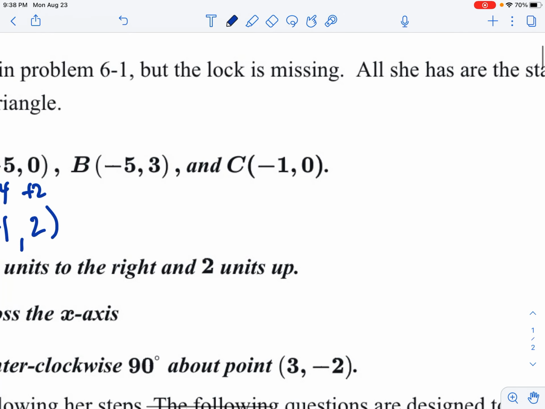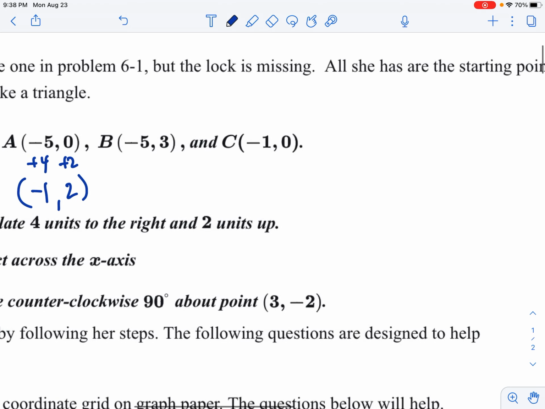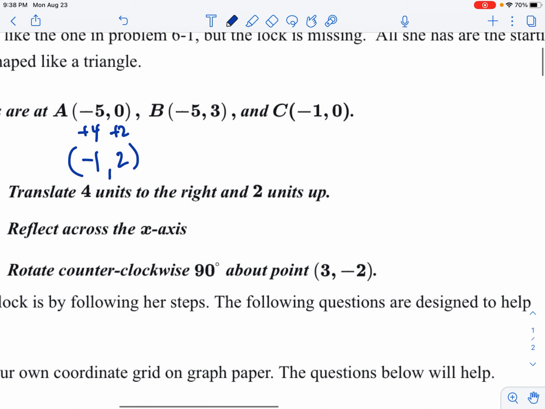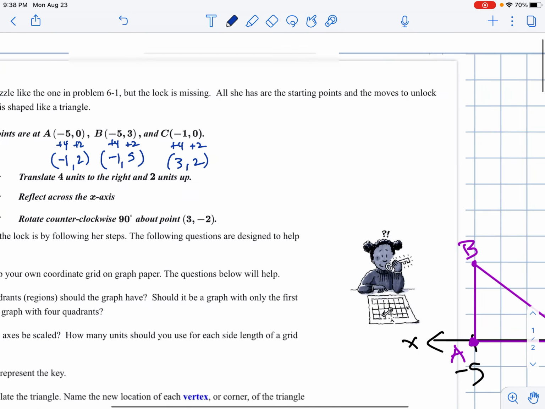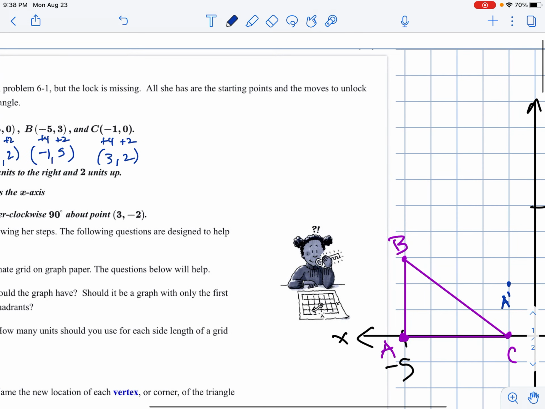So let's do this with each of these here. So let's add 4 and add 2 to x and y. So plus 4 plus 2 is going to give me -1, 5. And then plus 4 plus 2 is going to give me 3, 2. And I'm going to put -1, 5 and 3, 2 in.